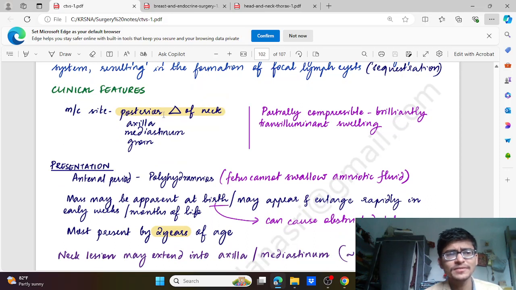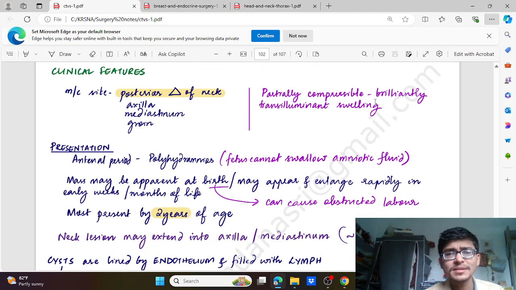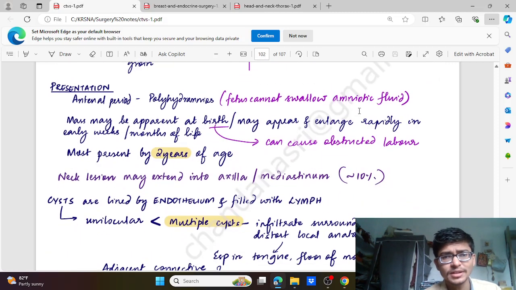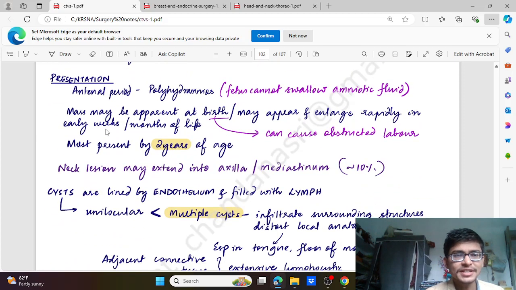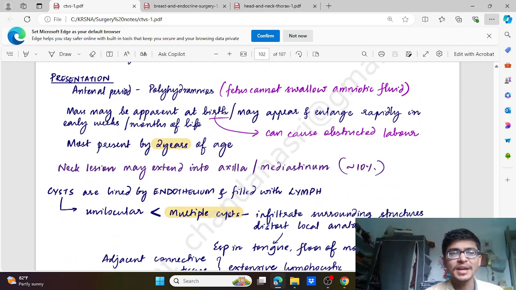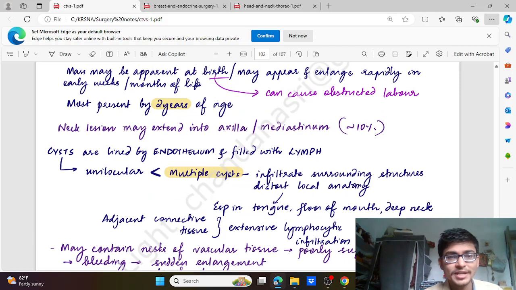So it will have clinical features of swelling in the posterior triangle of the neck, axilla, posterior mediastinum and groin. These are partially compressible but brilliantly translucent, which is the diagnostic clinical feature. They have a mosaic appearance. In the antenatal period, the patient's mother may have polyhydramnios, as the fetus is unable to swallow the amniotic fluid. There may be difficulty in childbirth, resulting in obstructed labor due to neck swelling. These generally present by the age of 2 years.